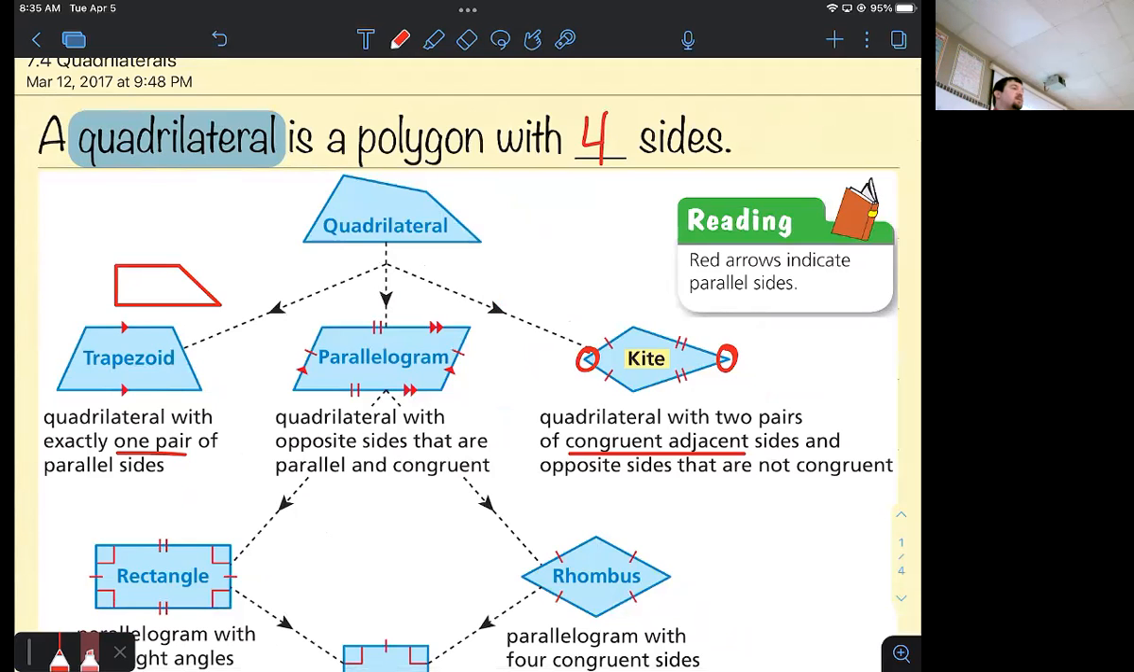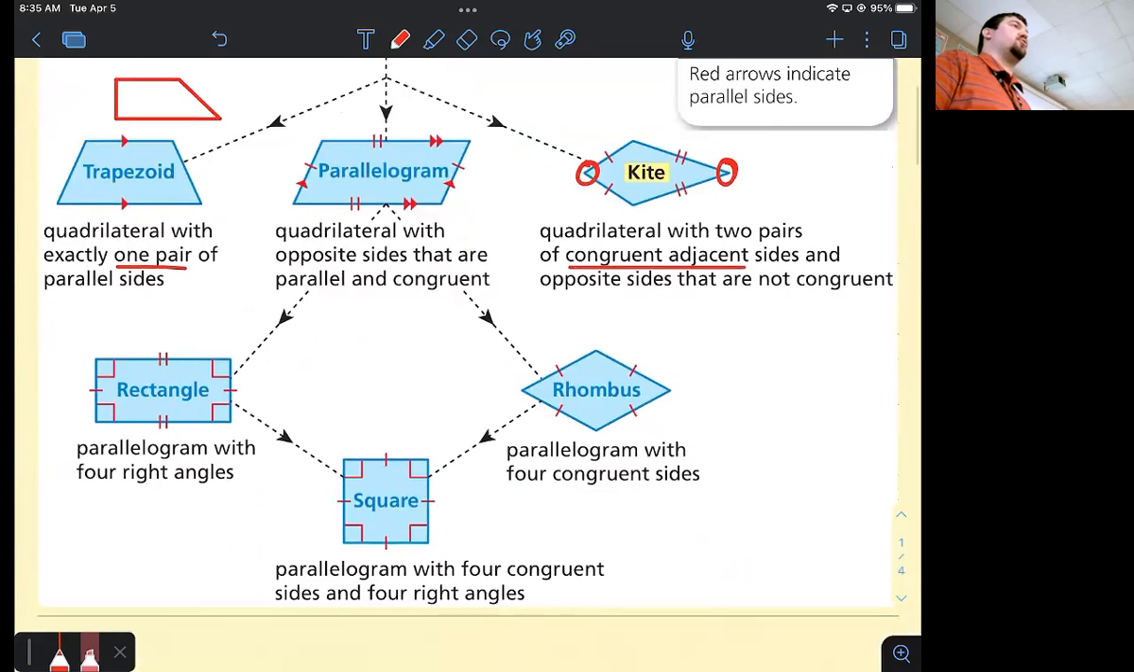Does it have one set of parallel sides? Guaranteed to be a trapezoid. Or does it have two sets? It's guaranteed to be in the parallelogram family. And I just have to decide if it's a parallelogram, a rectangle, a rhombus, or a square.